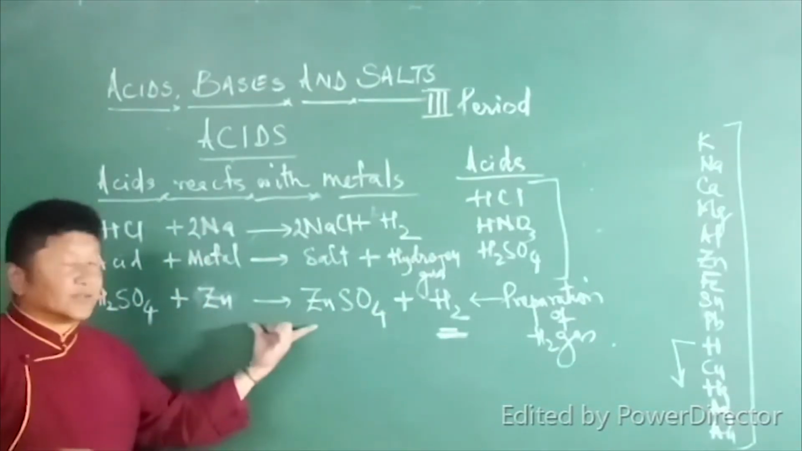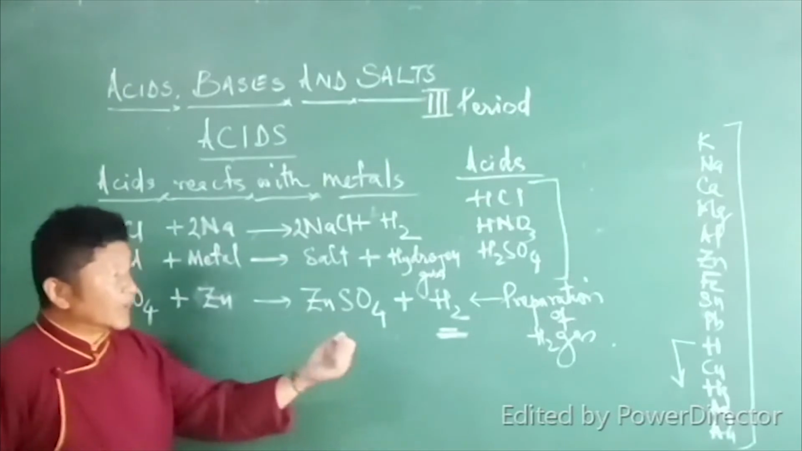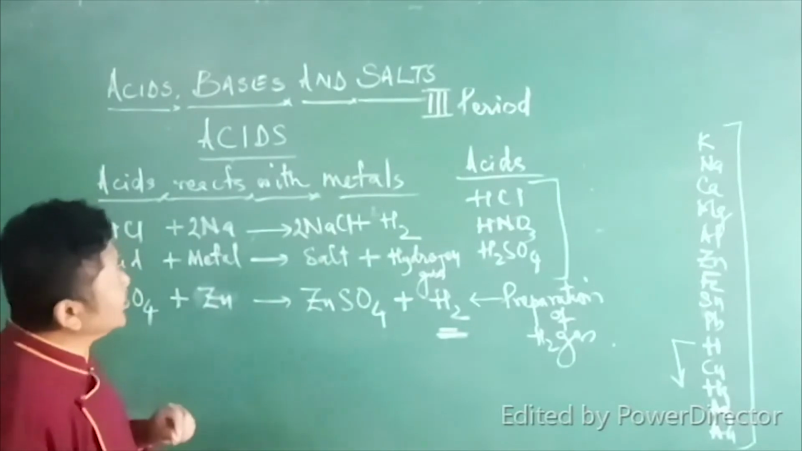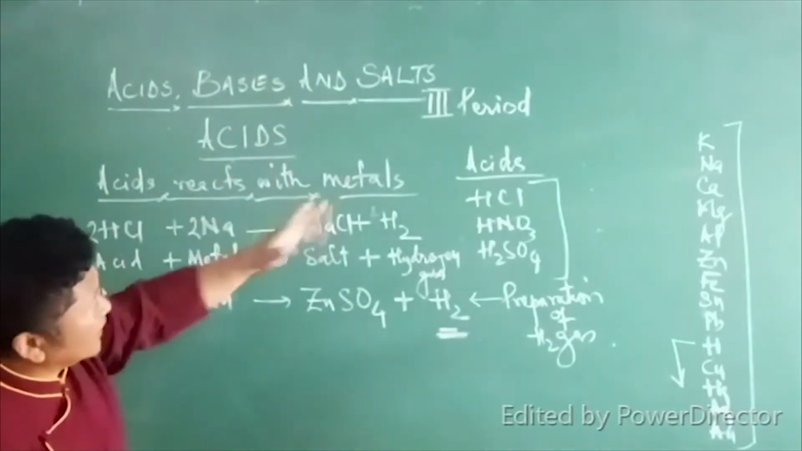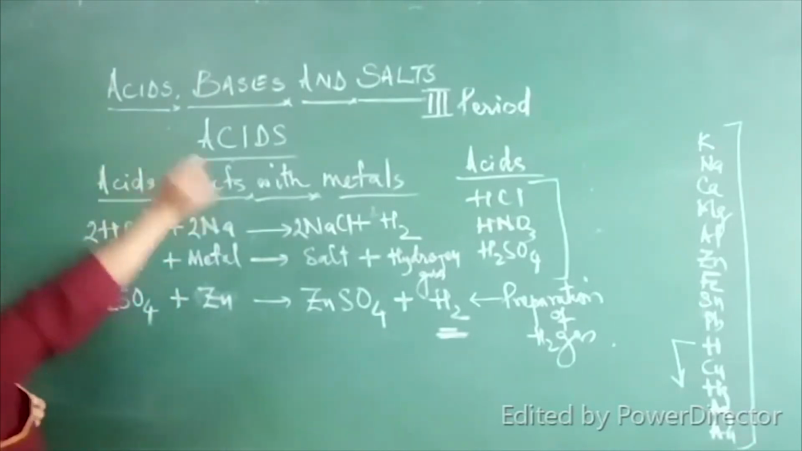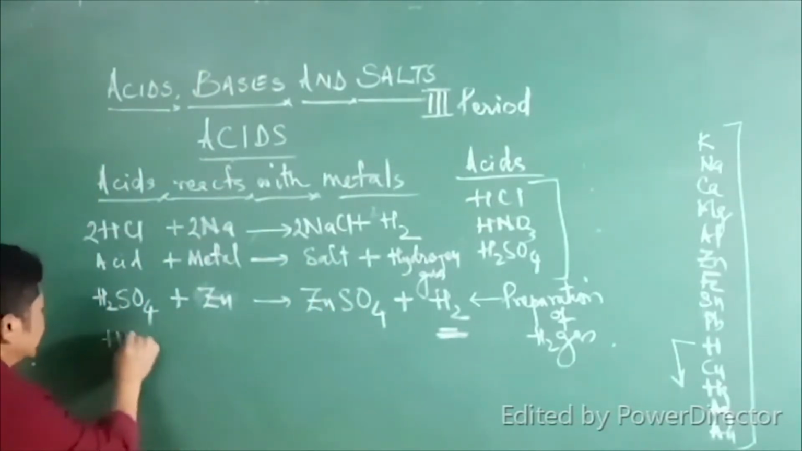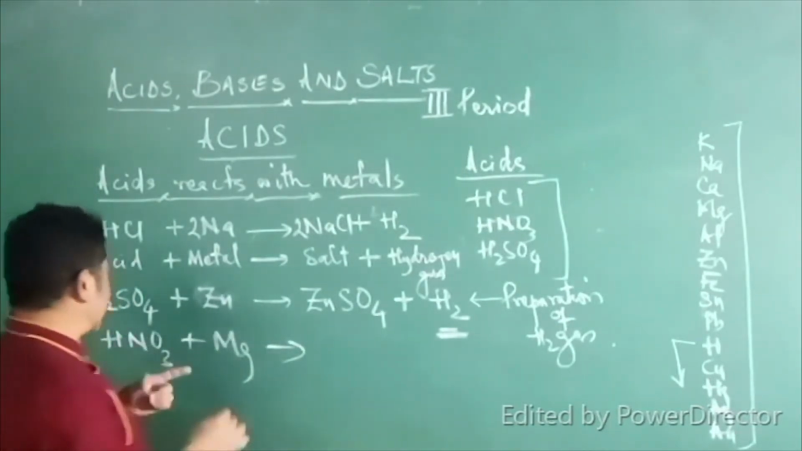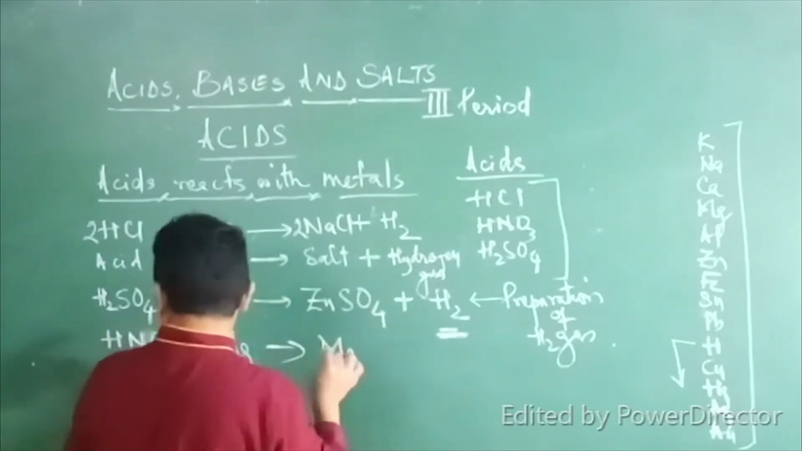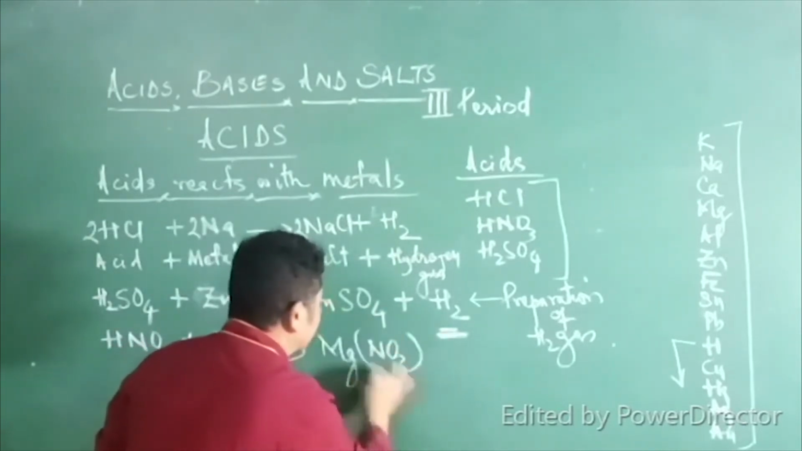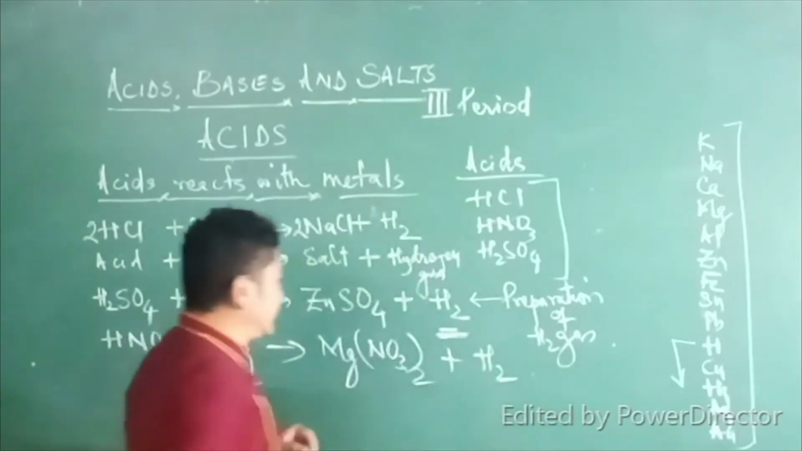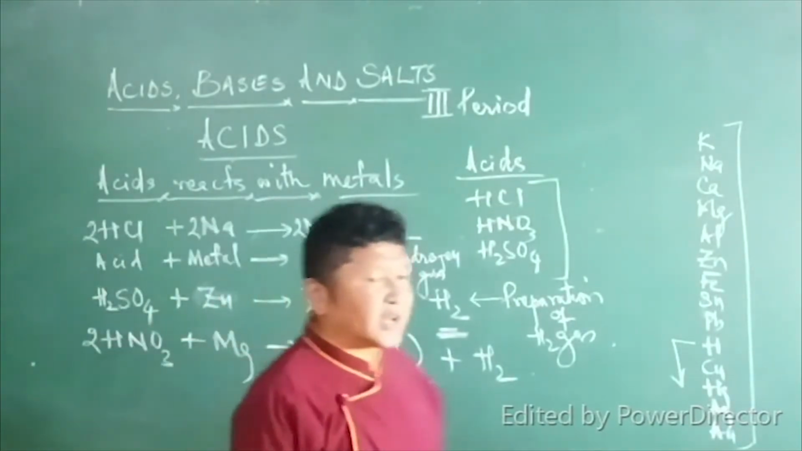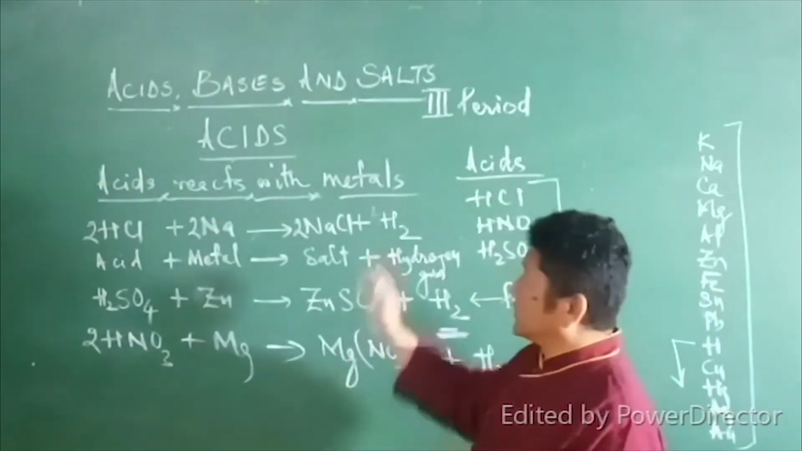This activity is done in any science lab for preparation of hydrogen gas. Then, for a metal like magnesium, HNO3 is an acid, and when it reacts with the metal, there is a formation of magnesium nitrate, Mg(NO3)2, and there is an evolution of gas. So these are how metals react with acids.